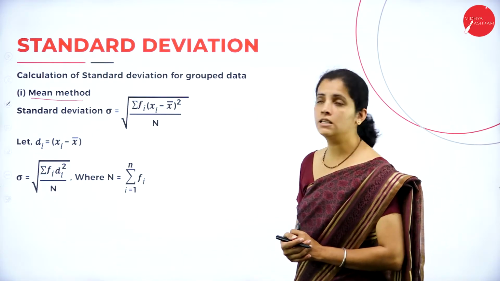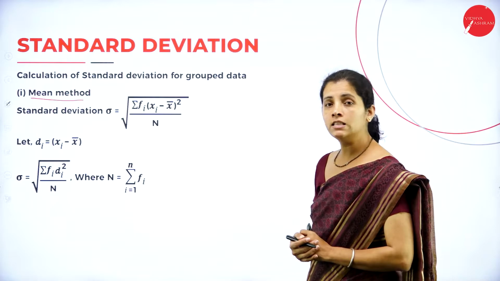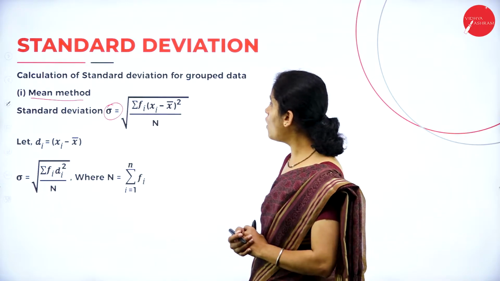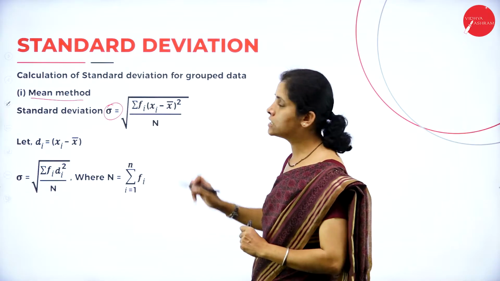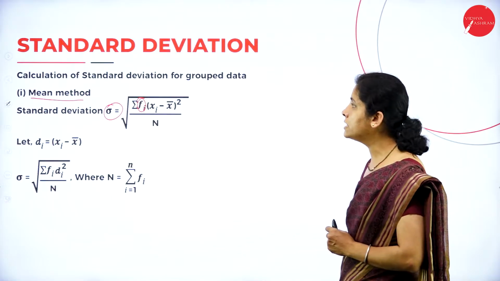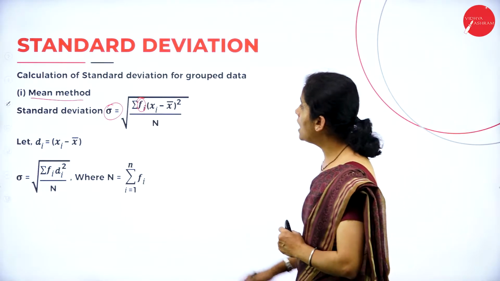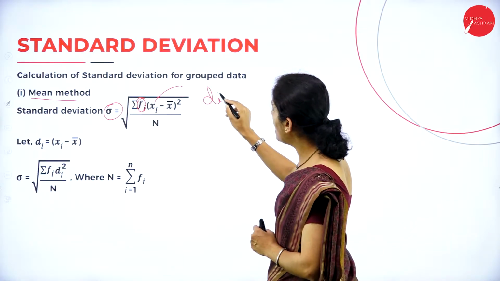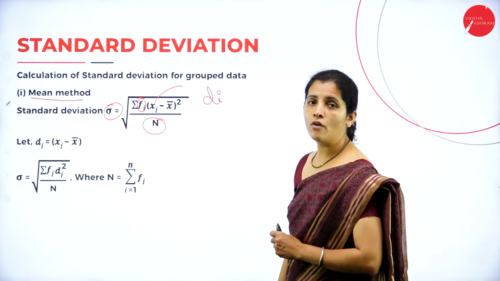So what's the first type? That is mean method. So dear student, in mean method, to find the standard deviation, I'm going to have the formula, that is whole square root of sigma fi xi minus x bar. So dear student, what is fi? Here fi is nothing but the frequency or occurrence of the data, and xi minus x bar is nothing but the di divided by n. N is nothing but the number of elements.